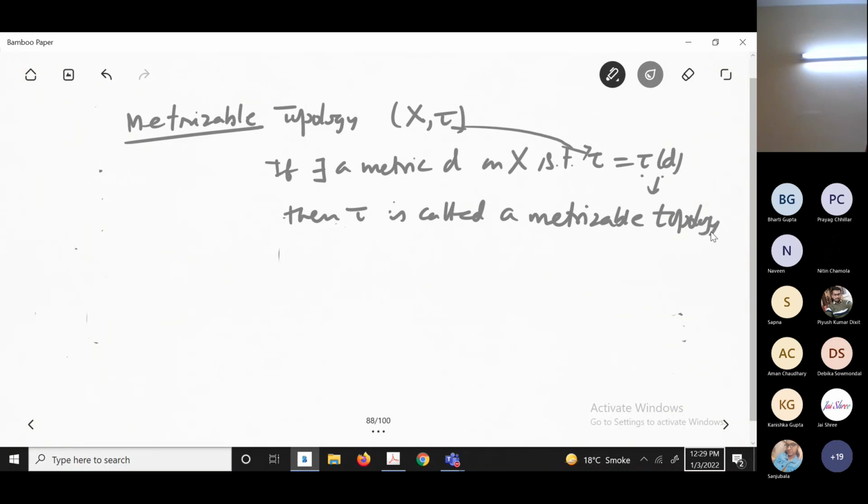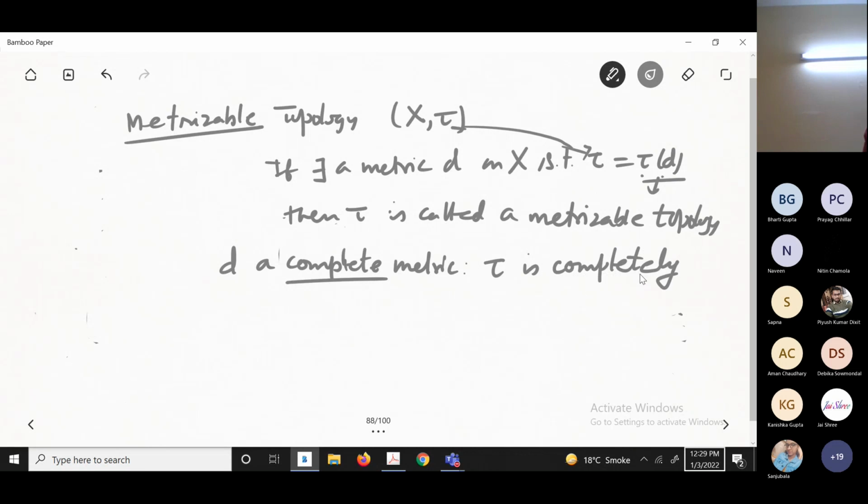In case you have a complete metric, it is quite possible that your metric is complete. Suppose you have it, then we say that tau is completely metrizable. There may be a topology which is metrizable but not completely metrizable. So that should be the point.